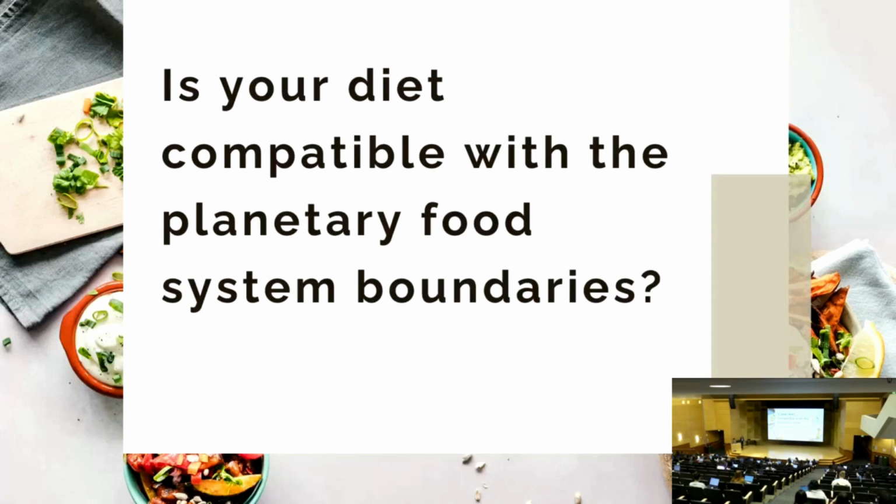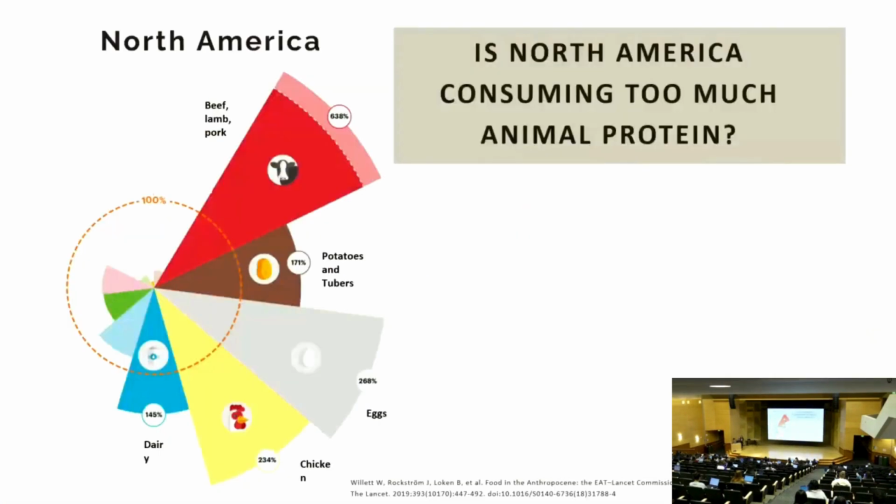And we'll also talk a little bit more about how diets at the whole food system or whole population level also fit or don't fit into that. Starting with something that I'm sure is no surprise to you is the question of, is North America consuming too much animal protein? So looking at this chart, each of these different wedges with a color corresponds with a food group that's classified in the Eat Lancet diet.